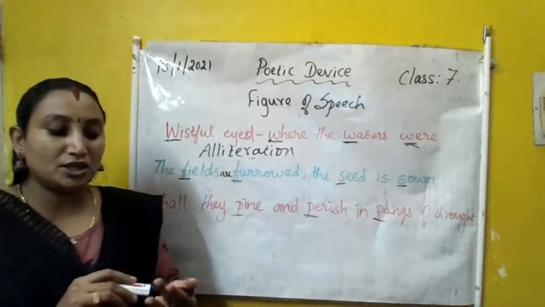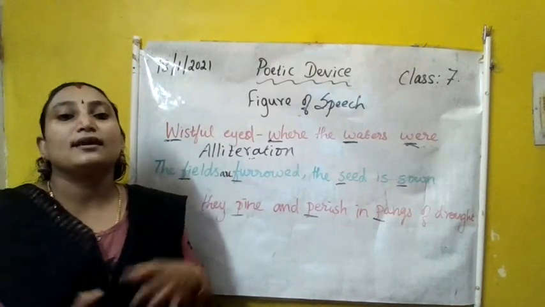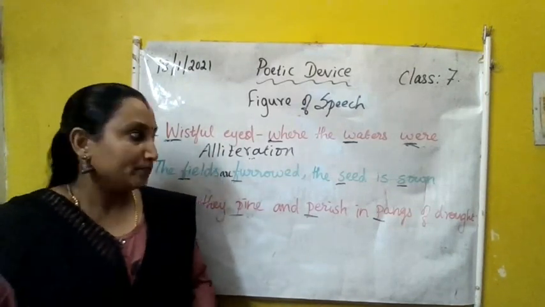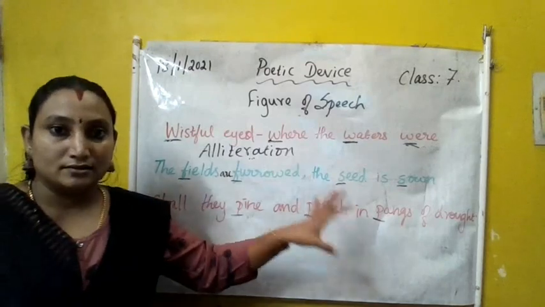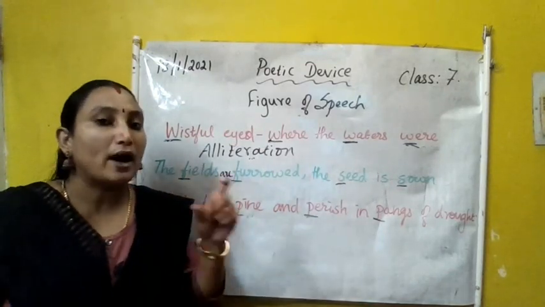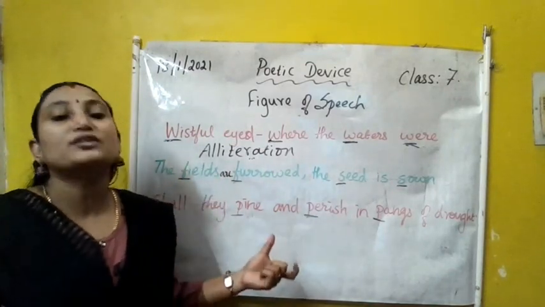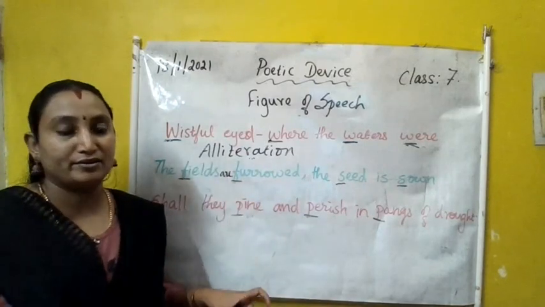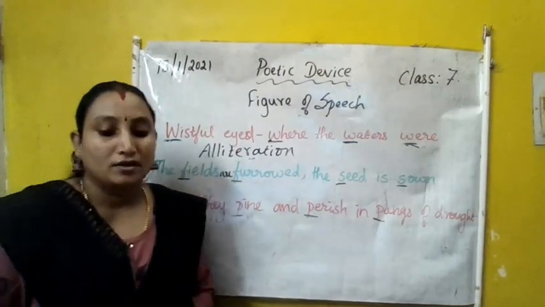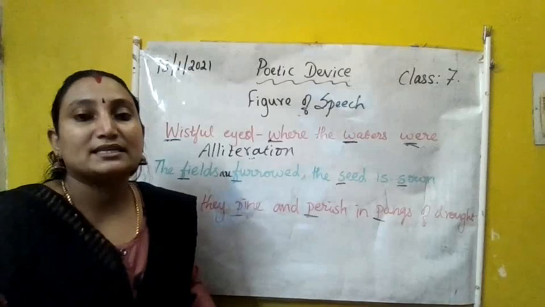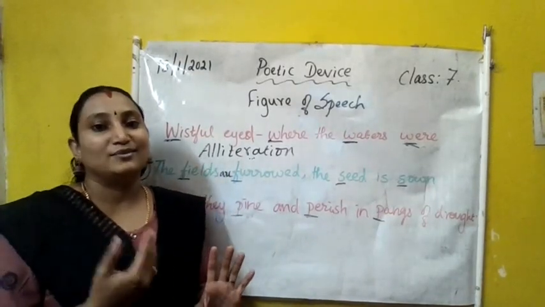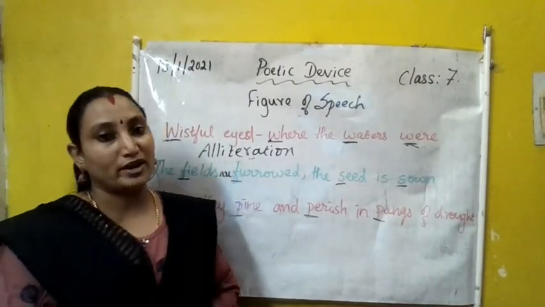Similarly, you can find out the other alliteration in the poem. Okay. So, I think these three lines, this example is enough for you to understand what is alliteration and how to identify alliteration. Okay. Fine. So, let's see the next poetic device used by the poet.